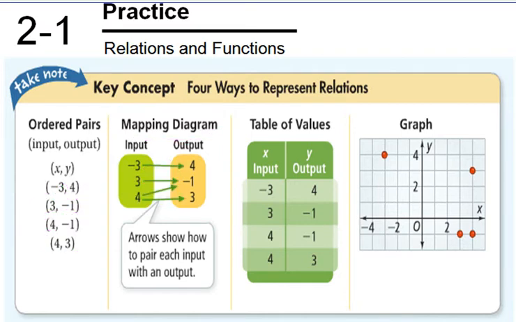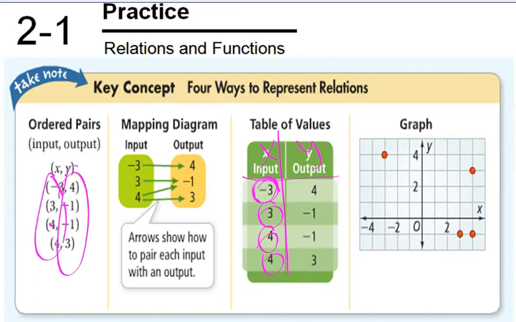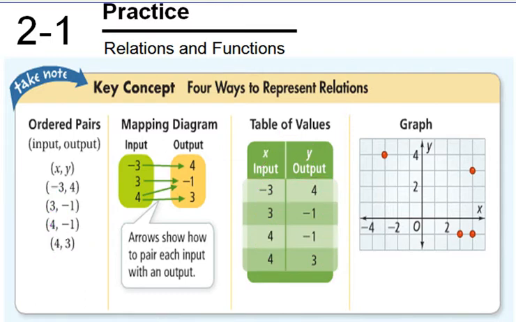So it's important that you understand how to work those. Table of values is just what you've been using all along. I call it a T-chart when you have your X and your Y, your input, output. So this is your X values: negative 3, 3, 4, and 4. And over here you have 4, negative 1, negative 1, 3. So that's how you do the table of values. So that's three ways.